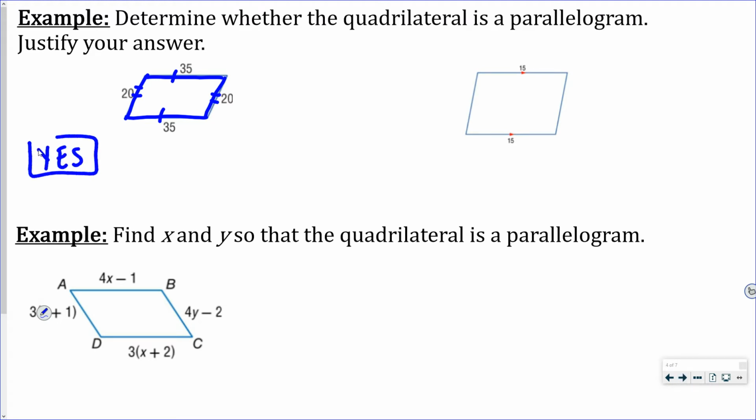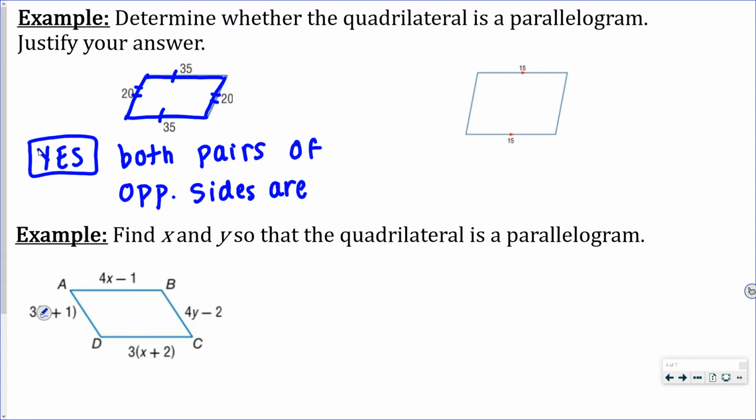It does say justify, so you'd say both pairs of, I'm okay with you abbreviating opposite as OPP. I'm also okay with you doing the math symbol for congruent if you don't want to write it out. I like using the math symbols. Both pairs of opposite sides are congruent. Good.